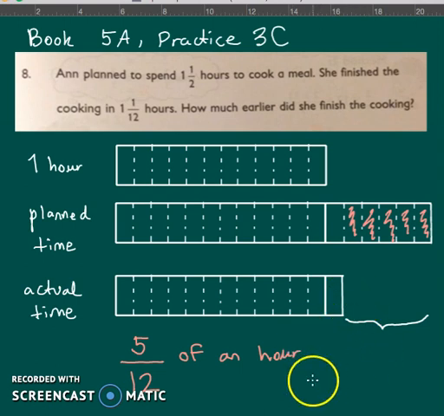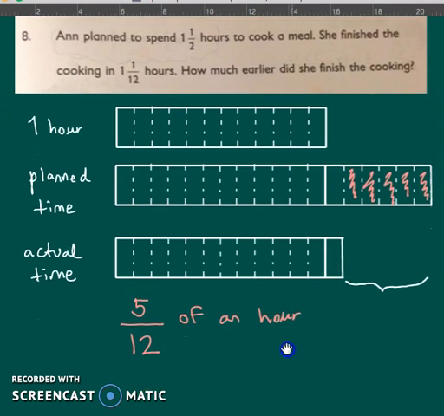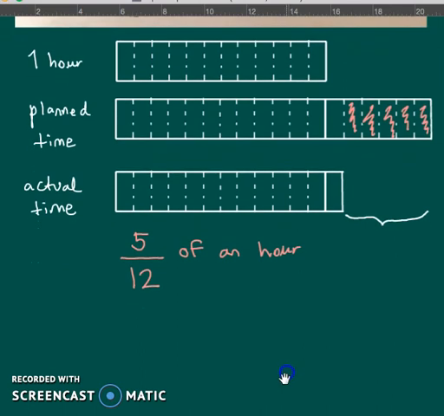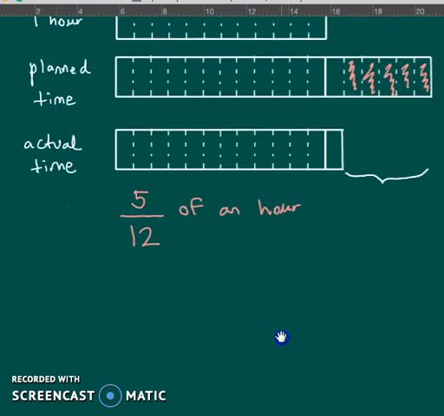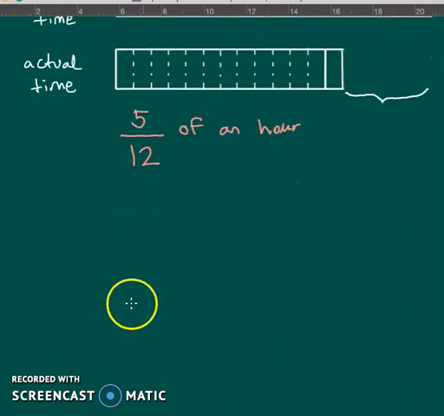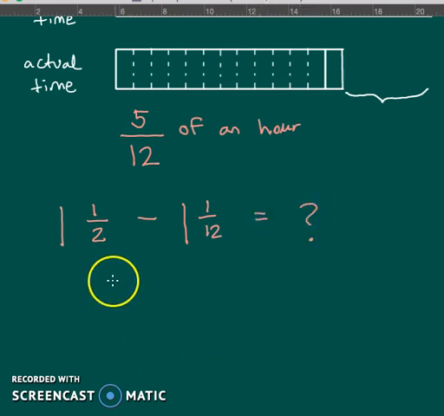But let's think about this in terms of subtraction, now that we've seen how it works visually. So what the question is asking us is, if Anne planned to spend 1.5 hours cooking, but then she only spent 1 1/12 of an hour cooking, how much time was left over? So now we need to subtract one fraction from another, and in order to do that, we need them to be like fractions.